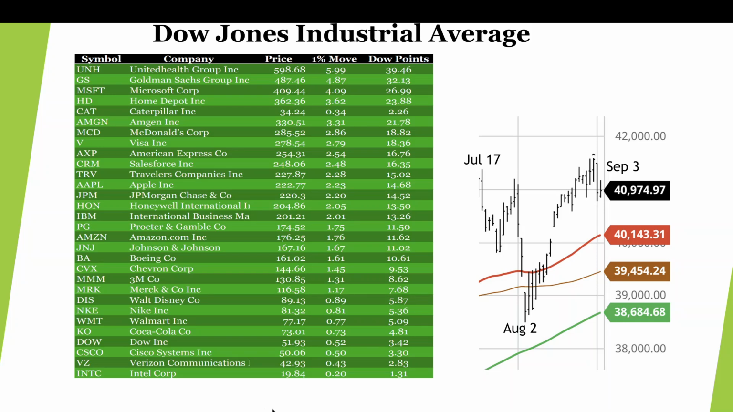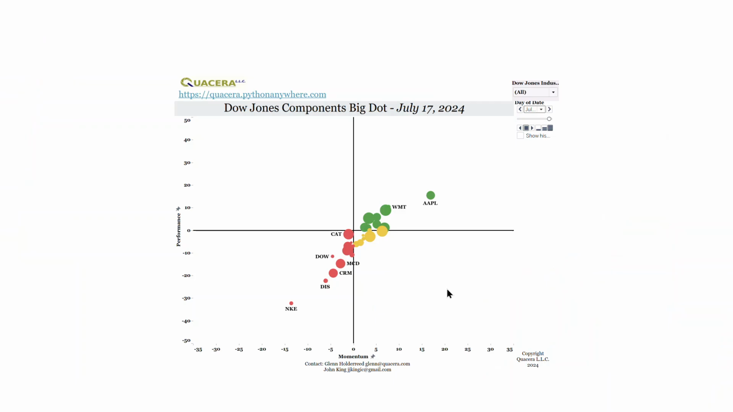So we'll take a look at the Quacera QPM Radar. On Radar, just a quick tutorial. The horizontal line is momentum. Anything to the right is positive, anything to the left is negative momentum. The vertical line is performance. Anything above the line is outperforming the S&P 500, which is our benchmark. Anything below the line is underperforming the benchmark. In Quadrant A, it is outperforming the benchmark with positive momentum. And in Quadrant D, it's negative momentum and underperforming the benchmark.